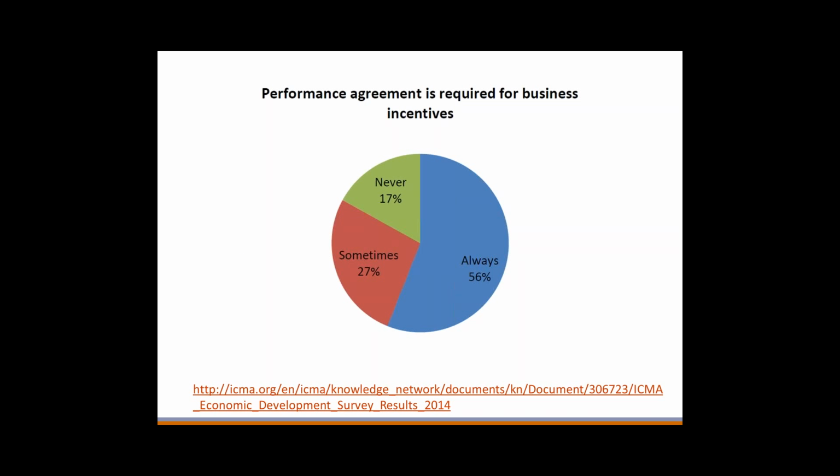This last one that I'm going to pull out from the survey was: does your organization require performance agreements for business incentives? We've got always, sometimes, and never. Always is at 56%. I guess that's good. Maybe it could be higher, but I think 56% is not too bad. The sometimes category, I didn't really see this in the survey, but I'm wondering if maybe there's some sort of threshold in terms of the size of the incentive or the details of the business incentive that would either require or not require this, which gets us in that sometimes zone.